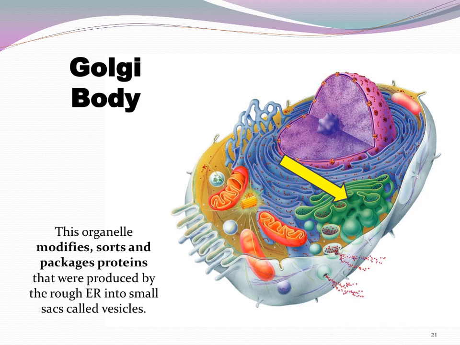This green structure is the Golgi body. It modifies, sorts, and packages proteins that were produced by the rough ER. It puts these proteins into small vesicles to be transported out of the cell. You can think of the Golgi body as putting the finishing touches on these important proteins.